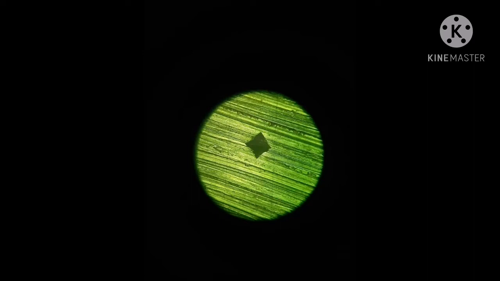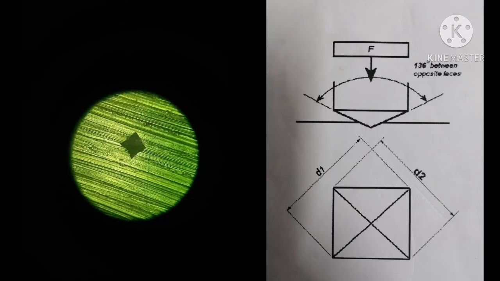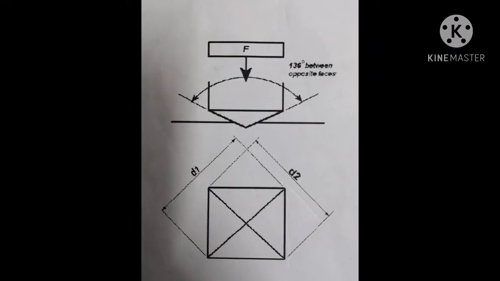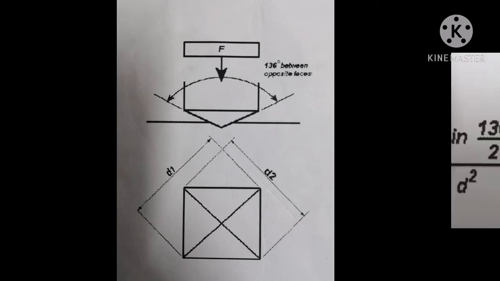Here we can see the picture after the removal of the load. After the removal of the load, we can measure the two diagonals of the indentation left in the surface using the microscope, and we can get the average. Here, F means the load, and it should be in kgf, that means kilogram force. And D1 and D2 are the diagonals. We have to find the arithmetic mean of the two diagonals to find the Vickers hardness.